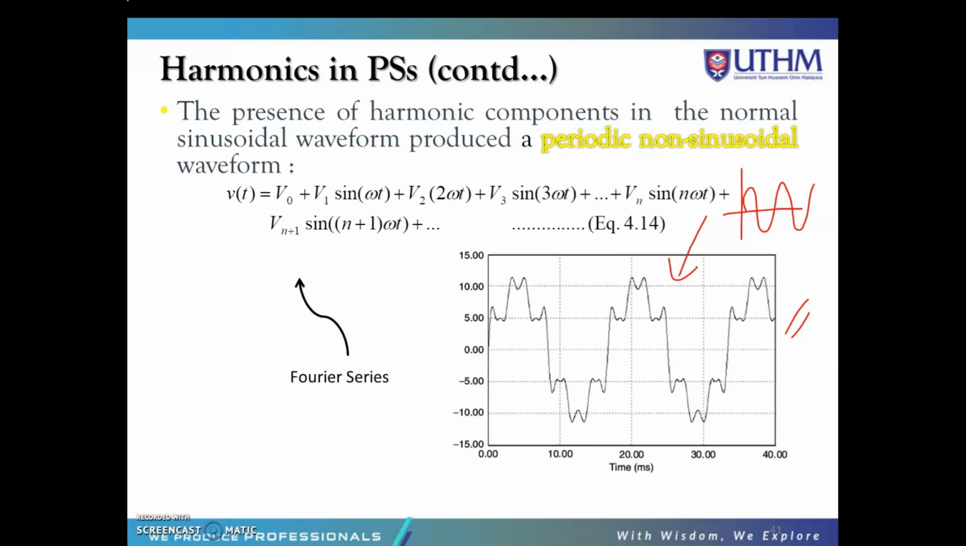This is the simplified Fourier expression to indicate the presence of harmonic components in the normal sinusoidal waveform. This figure shows the non-sinusoidal voltage waveform Fourier series. The Fourier series allows expression of a non-sinusoidal periodic waveform in terms of sinusoidal harmonic frequency components.